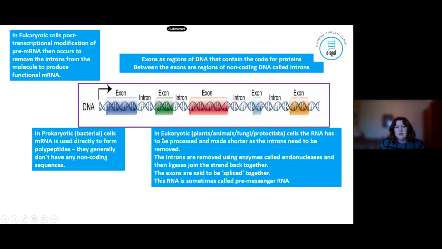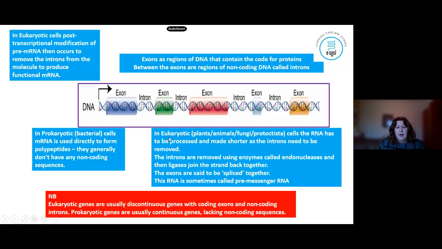So there's no processing needed for prokaryotic cells, right? They generally don't have any non-coding sequences, so there isn't this process there, and that is something that is worth remembering. What I've said there is basically what I've said already, in that eukaryotic genes are usually discontinuous, and what I mean by that is the exon is the gene that codes, the intron is not. The exon is coding, the intron is not.